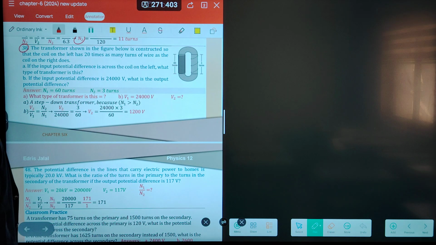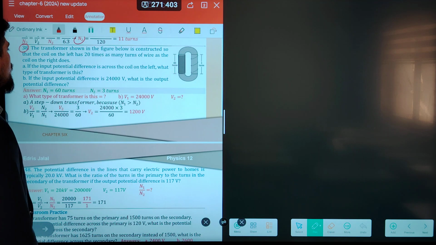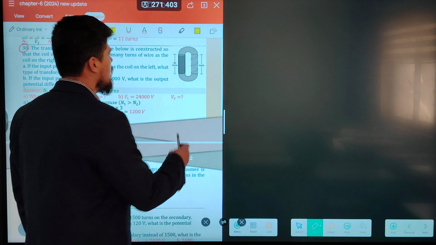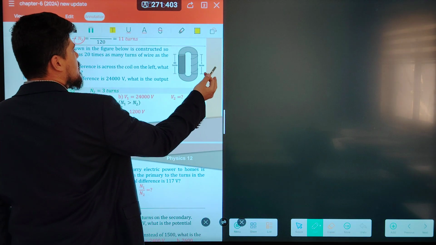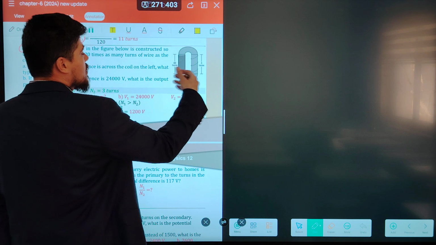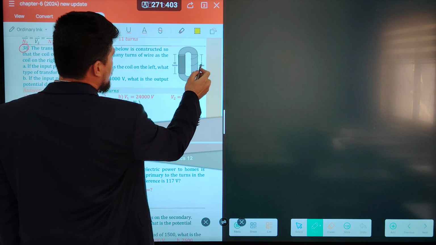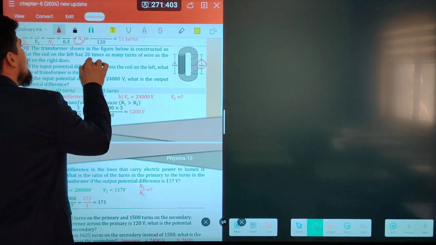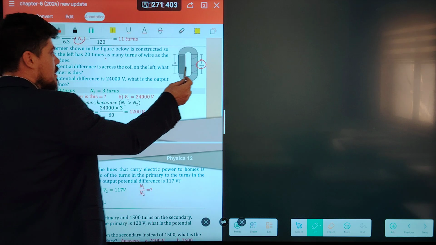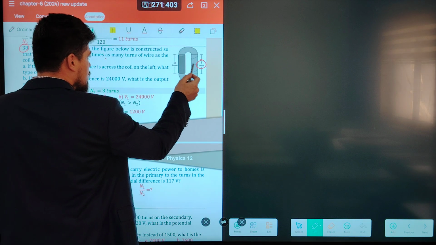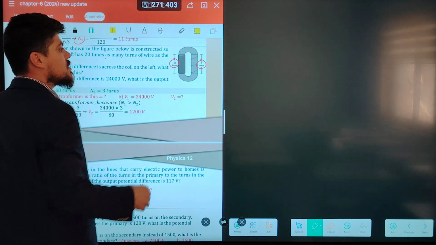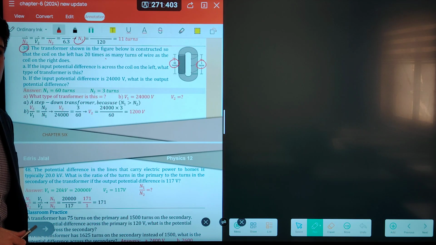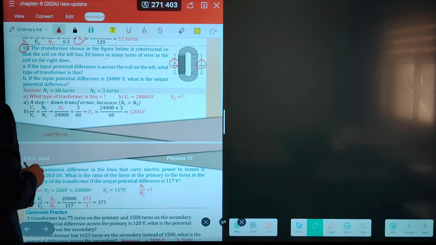The transformer shown in the figure below is constructed so that the coil on the left has 20 times as many turns of the wire as the coil on the right does. The right coil in this figure has 3 turns. The left coil is 20 times the right coil. If the right coil is 3 turns, 20 times 3, 60 turns. We have 60 turns in the left coil.